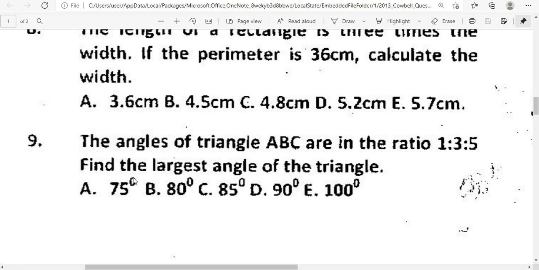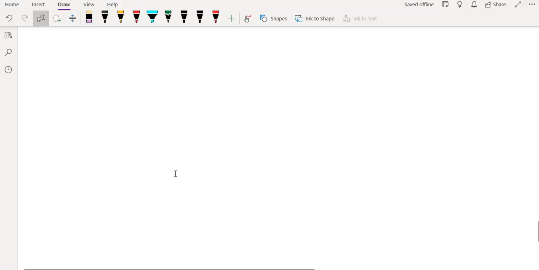What's the answer? 100 degrees. The largest angle has the ratio what? 5. Okay, the largest angle has the ratio 5 in the triangle. So that will be 5 over the total. 1 plus 3 plus 5, which is 9. So it will be 5 over 9 times the total degrees of angles in a triangle, which is what? 180 degrees. So it's 5 over 9 times 180, right? Yes.